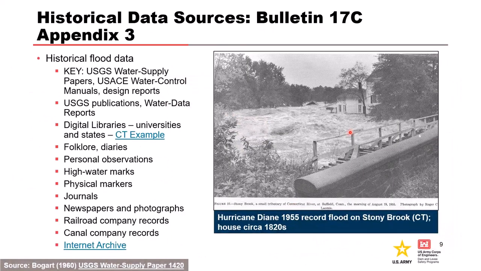So here's a listing of key sources to search for historical flood data. Digital libraries are your gateway to newspapers, photos, diaries, and a ton of other information. The Internet Archive is a good place to obtain history books from cities and towns, such as the 1958 Waterbury, Connecticut history book that was mentioned in our previous presentation.